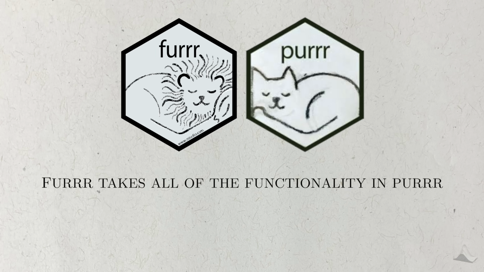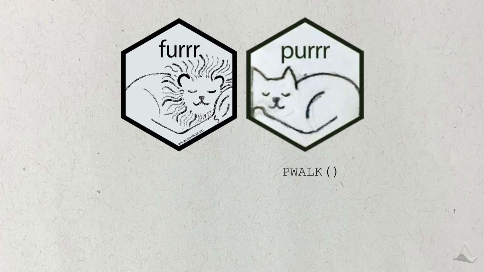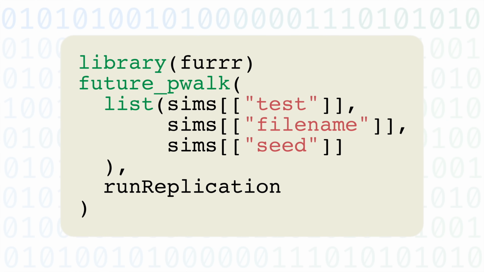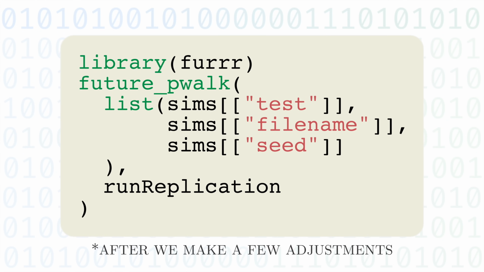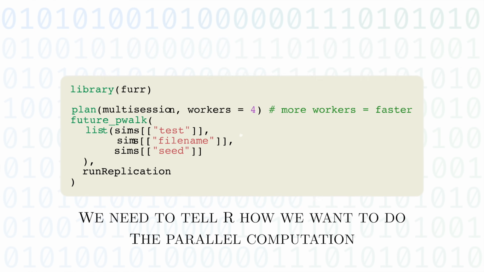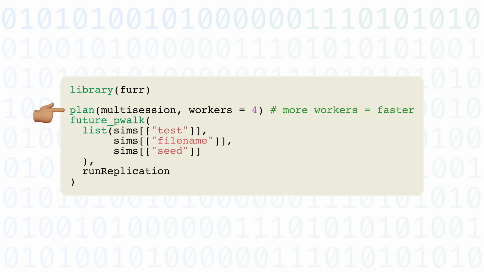a tibble. What furrr does is that it enables all of the functions in purrr, but allows them to be done in parallel. Instead of pwalk from purrr, I'm going to use future_pwalk, which is from furrr. The code will work exactly the same as it did before, but it'll be done in parallel, after we make a few adjustments. Before we run future_pwalk, we need to tell R exactly how we want to do the parallel computation. We do this through the plan function, which comes from the future library.